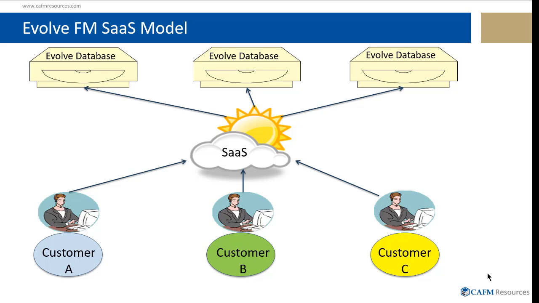Evolve FM can be installed behind your firewall in your own IT infrastructure or be hosted in the cloud. The SaaS model has many advantages, including reduced IT infrastructure and support requirements, little to no capital investment, a pay-as-you-go usage model, and it's easy to shut down should your requirements or circumstances change.